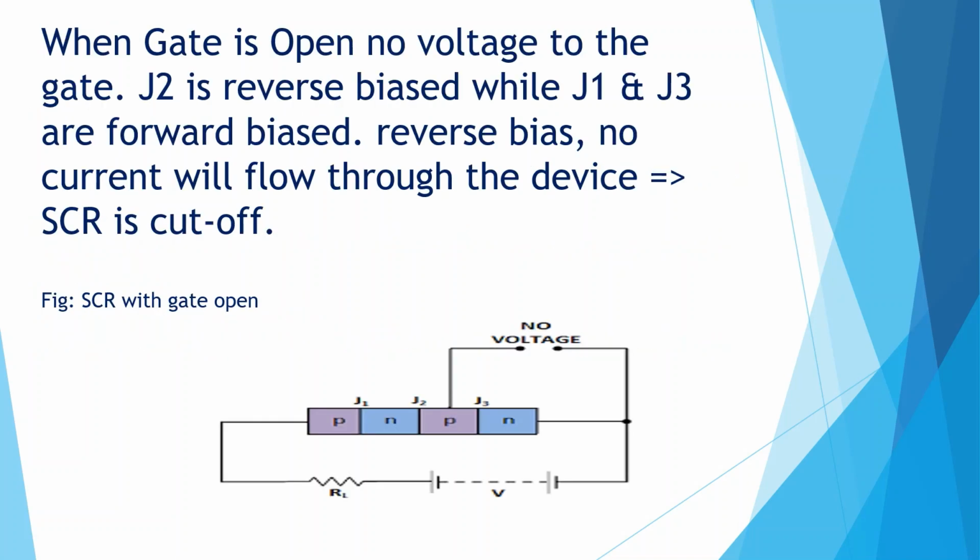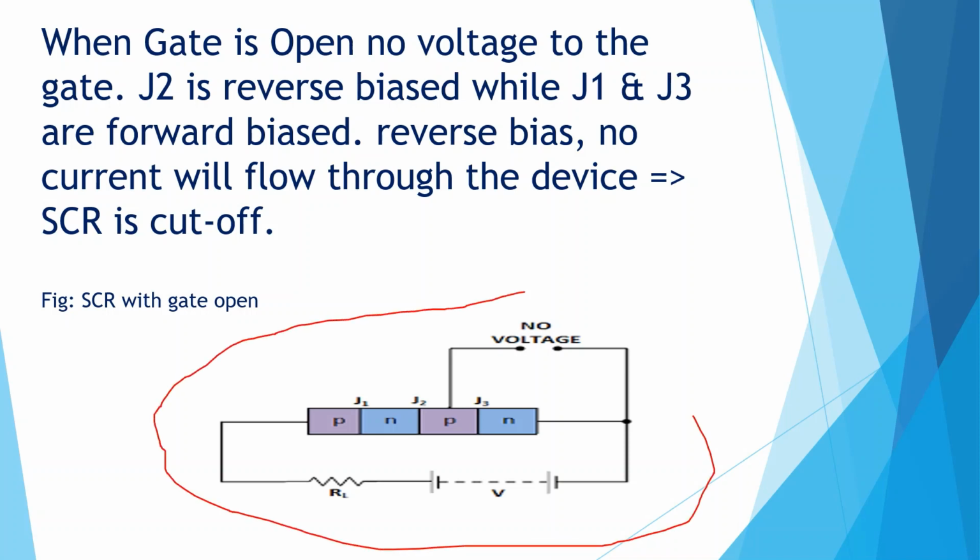The first case is when the gate is open, or there is no voltage to the gate. It is shown in the figure. This is the figure when the gate is open and a potential is applied between anode and cathode. We can see that junction J2 is reverse biased, while junctions J1 and J3 are forward biased. As junction J2 is reverse biased, no current will flow through the device, and we say the SCR is cut off.